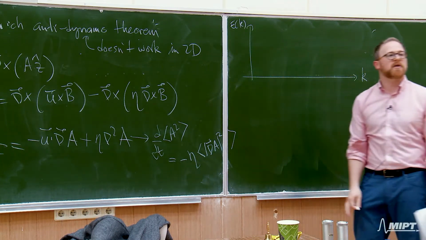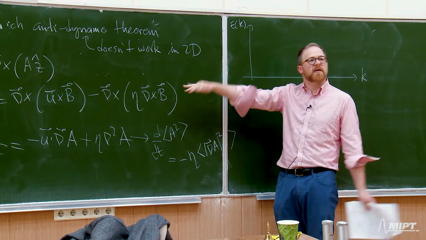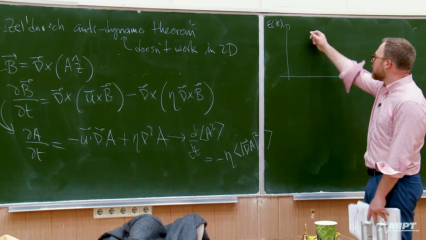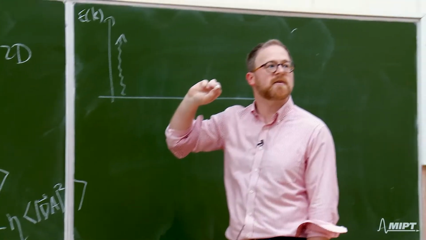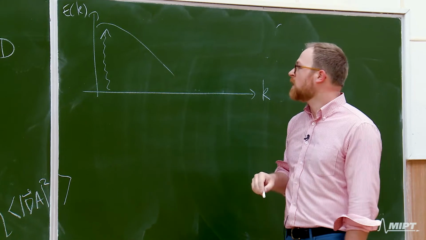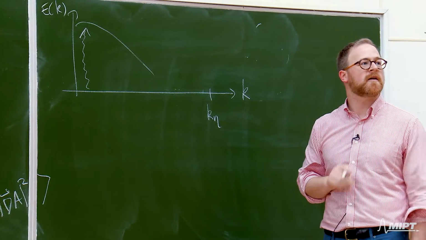So suppose this dynamo were to work. All we've shown is that it doesn't work in 2D. OK, fine. Let's do it in 3D. Does it work in 3D? If it were to work, the idea is that we drive velocity at some large scale. There might be some kind of cascade. And here is the resistive scale down here.